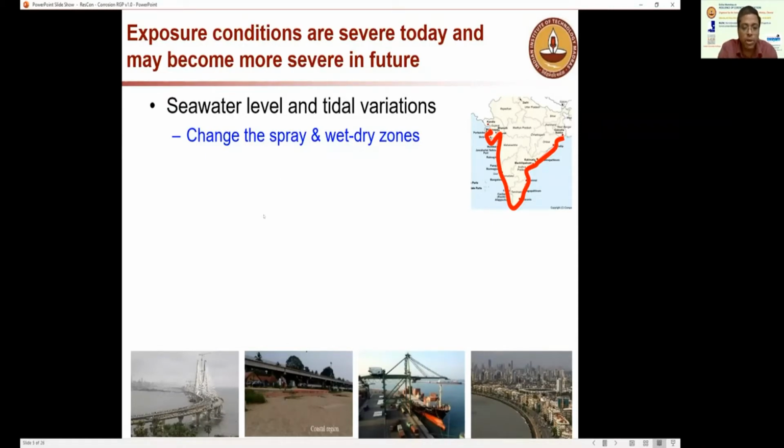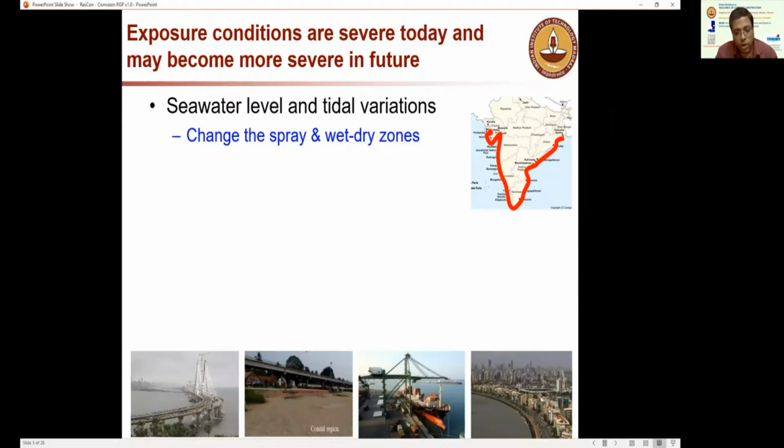For example, if you take the picture at the bottom left, which is a bridge standing on seawater, if there are tidal level variations, there may be portions of the concrete which are not exposed to chlorides today, but may become more severely exposed to chlorides in future. So that is a structure on seawater.